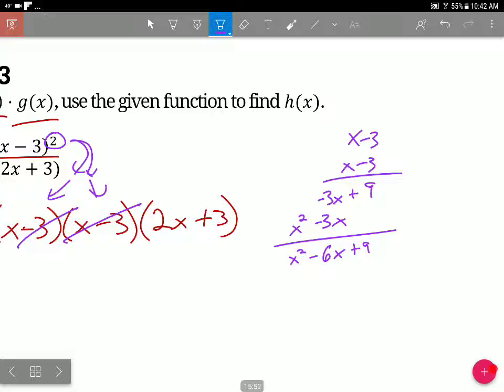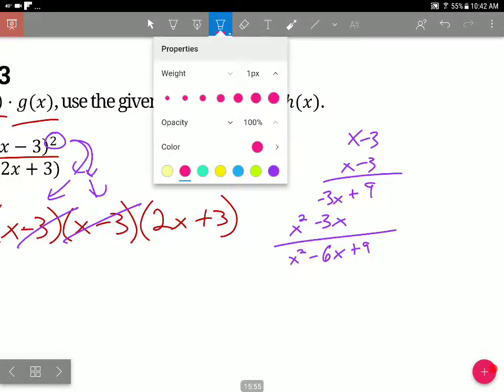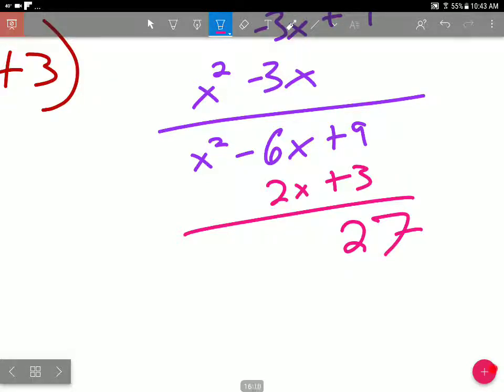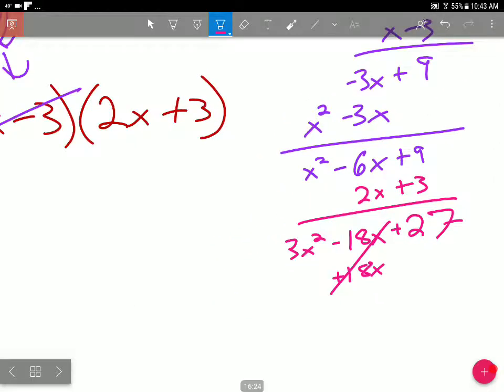We got to multiply now by what? The 2x plus 3, so I'll change colors. 2x plus 3. All right, 3 times 9 is 27. Good. 3 times negative 6 would be negative 18x. 3 times x squared is? Okay, let's move over to the 2. 2 times 9 is? Positive 18. Hey, look, those cancel out. 2 times negative 6 is? Not negative 16, negative 12x. And 2x times x squared is?